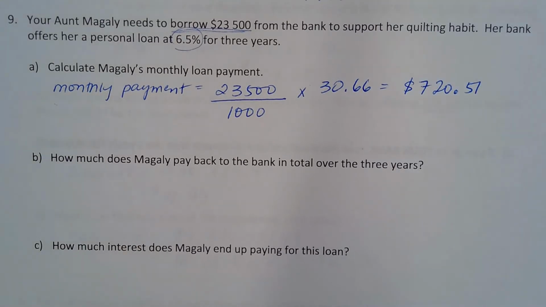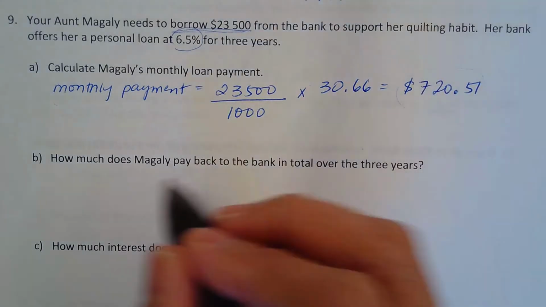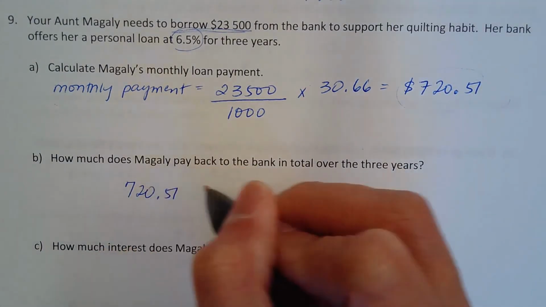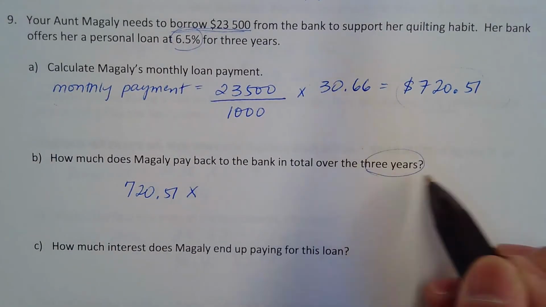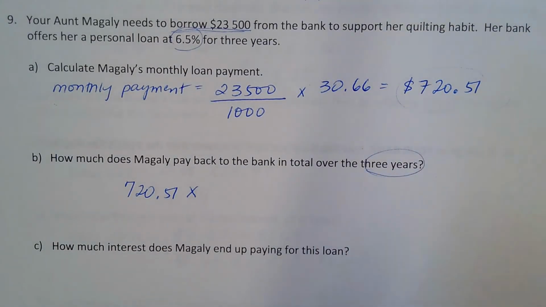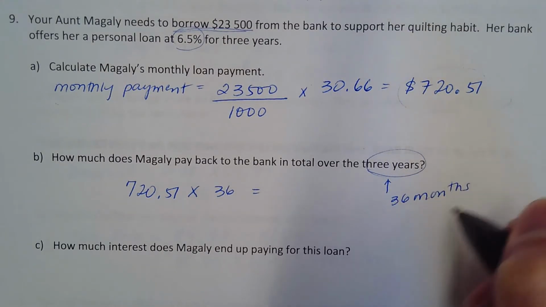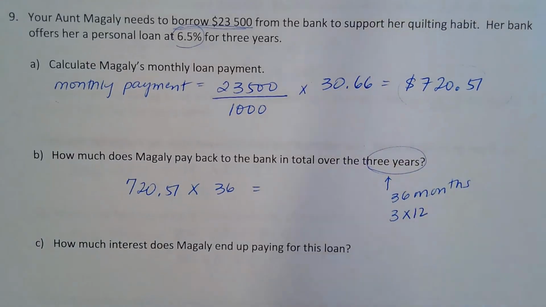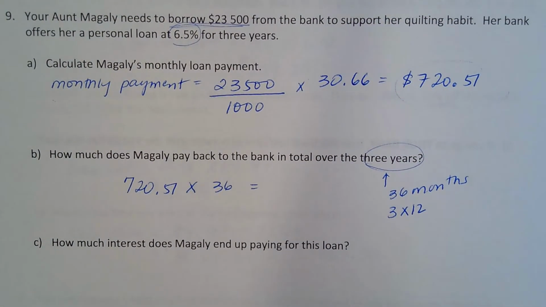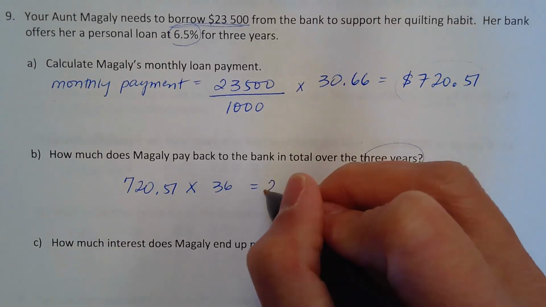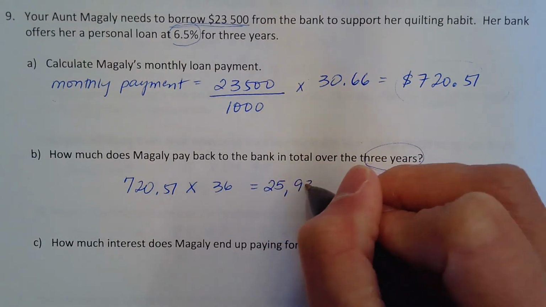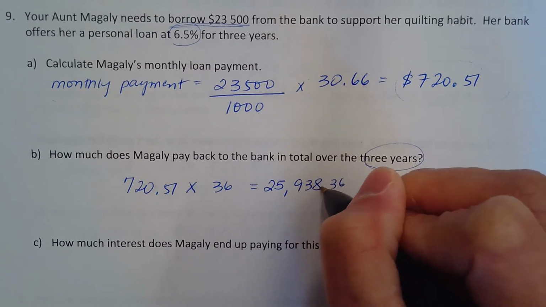Letter B. How much does she pay back the bank in total over the 3 years time span? If this is how much she pays, so $720.51 times, in 3 years, that's 36 months in total, right? So times 36 months. 3 years is 36 months. That's 3 times 12. So she paid a total of $25,938.36.